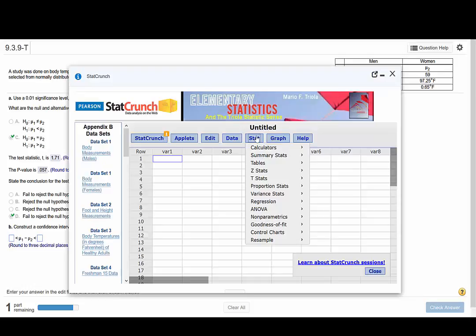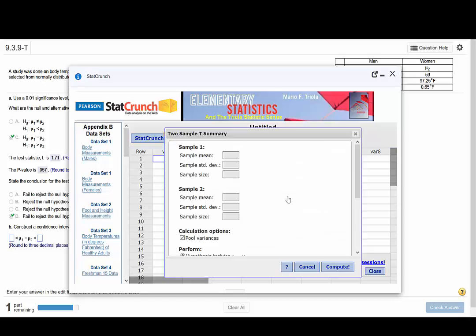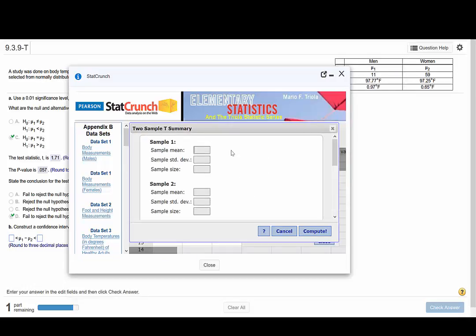So we'll click Stat, T Stats, Two Sample with Summary. The sample mean again for group 1 is 97.77. The standard deviation is 0.97. The sample size is 11. The sample mean for group 2 is 97.25. The standard deviation is 0.65. And the sample size is 59.